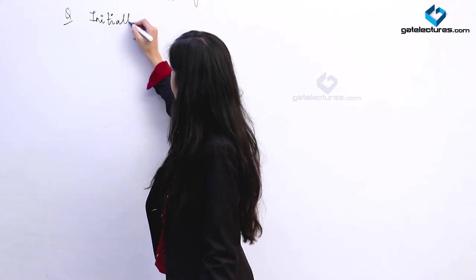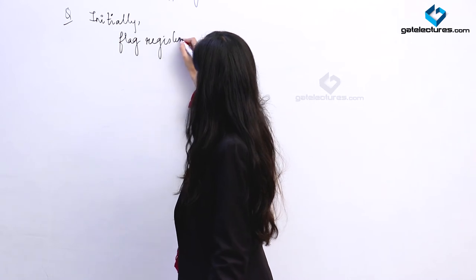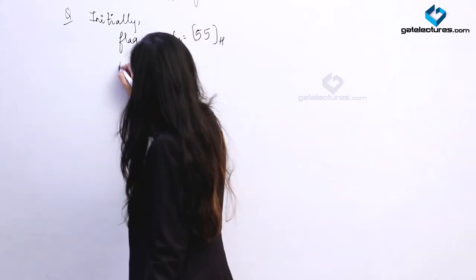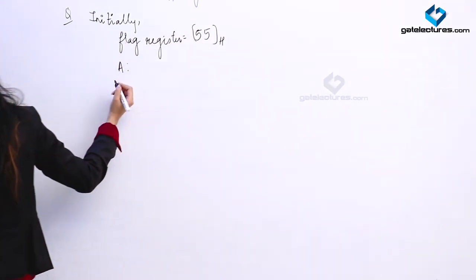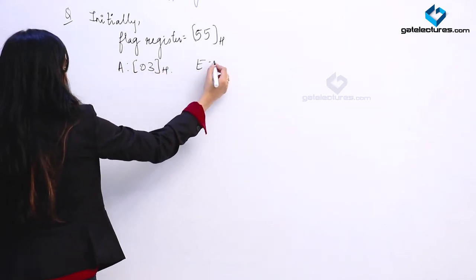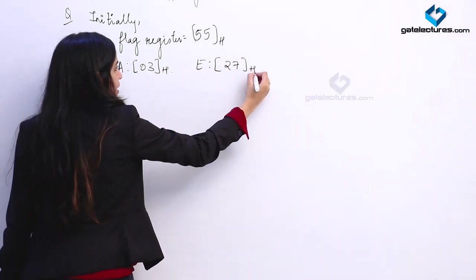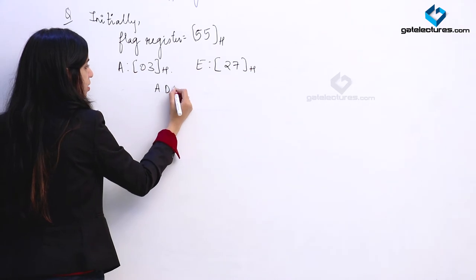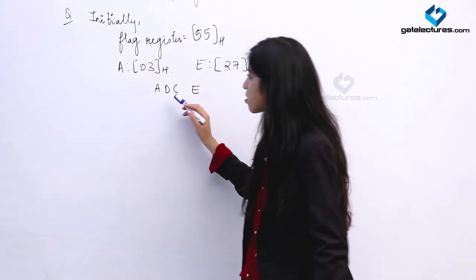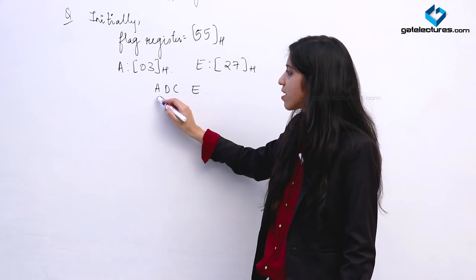Initially, flag register was holding the value. Contents of flag register were 55. Accumulator or register A was holding the value 03, and register E was holding value 27. Now we are performing an instruction ADC E. What this instruction is going to do is, this instruction is add with carry. This ADC means add with carry.